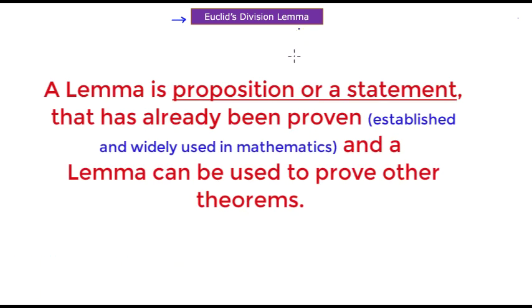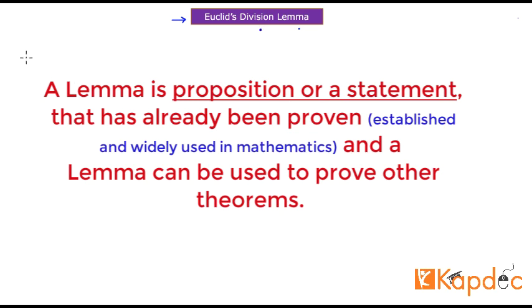We are going to talk about Euclid's division lemma. But let's first talk about what exactly is the meaning of this word lemma. A lemma is a proposition or a statement which has already been proven in mathematics, and it can be used to prove other things or other theorems. So Euclid developed a very simple statement that is used in division of two numbers.